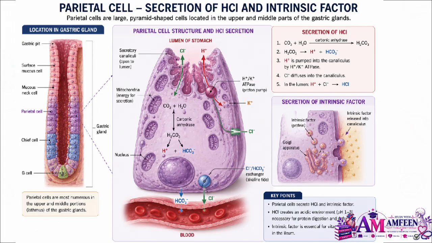This HCl is exactly what makes your stomach so incredibly acidic, and we need that highly acidic environment to kickstart protein digestion and, crucially, to convert inactive pepsinogen into active pepsin. Oh, and parietal cells also churn out something called intrinsic factor. That is super important because it's what allows your body to absorb vitamin B12 later on down in the ileum.